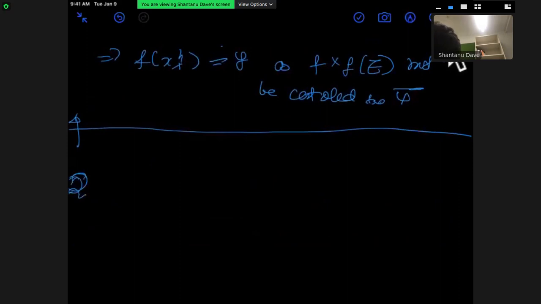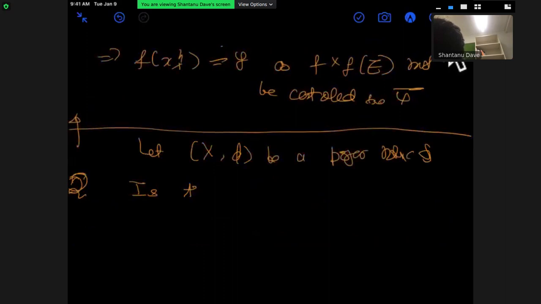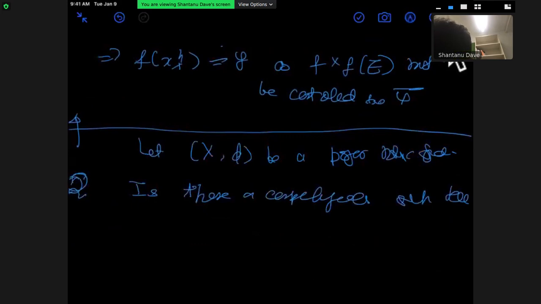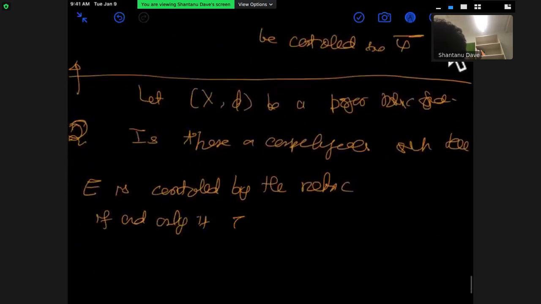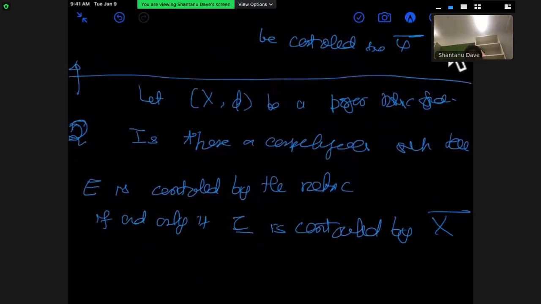Can you read this? Is there a compactification? So let (X, d) be, let's at least say, a proper metric space. Is there a compactification such that E is controlled by the metric if and only if E is controlled by this particular compactification? Okay, so this is the question that we want to answer.